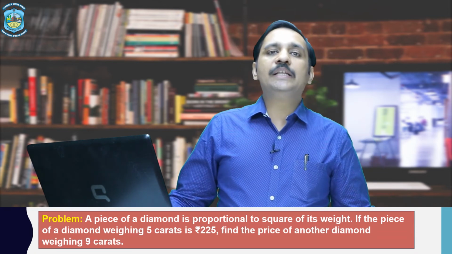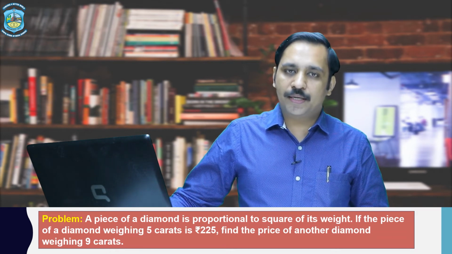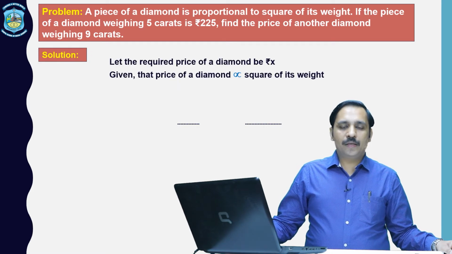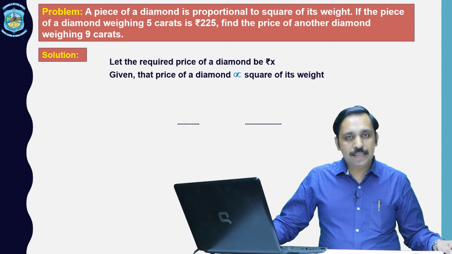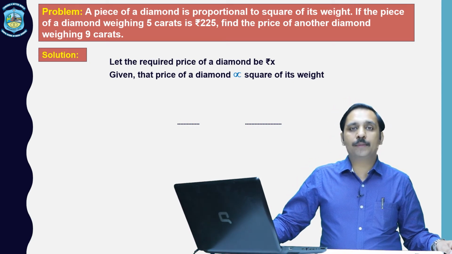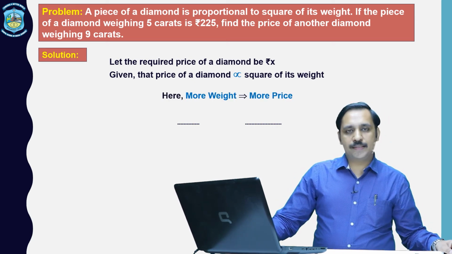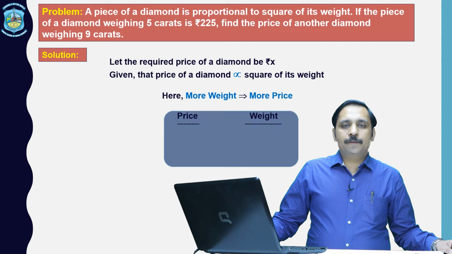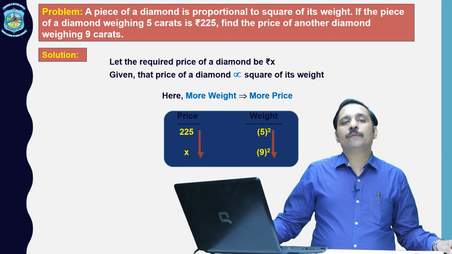As you can see, if we increase the weight of the diamond, obviously the price to be paid increases. That means it is a case of direct proportion. Let the required price of diamond be x. Given that the price of diamond is directly proportional to the square of its weight. That means if we have more weight, we have to pay more price. One quantity is increasing, so the other quantity is also increasing. This is a case of direct proportion. So we have two quantities here, price and weight. If price is given as 225, the weight is 5, but it is proportional to the square of its weight, so we have to make the square of the value 5.